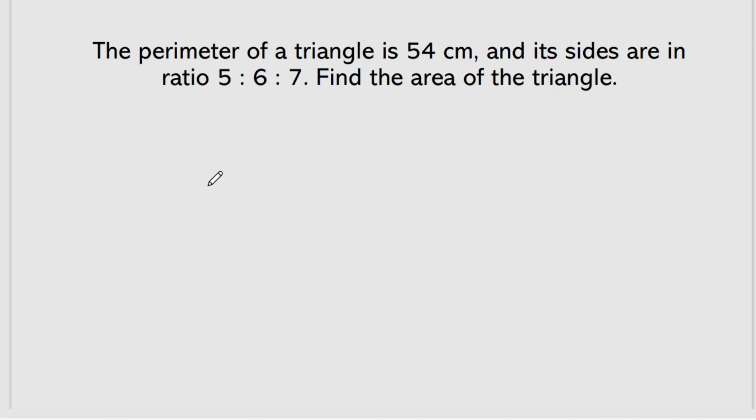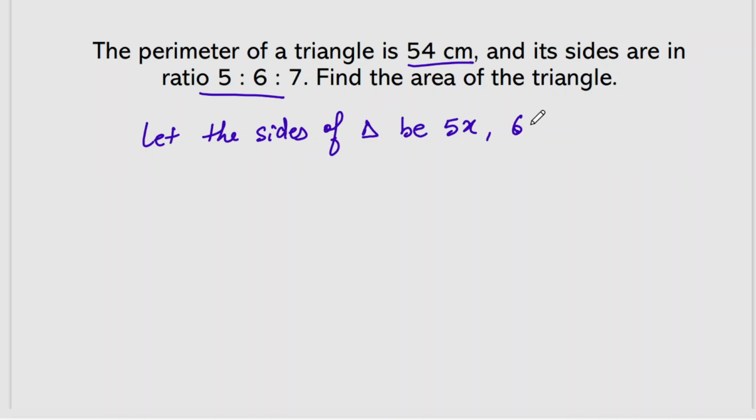The perimeter of the triangle is 44 centimeter. Find its sides, and its sides are in the ratio 5 is to 6 is to 7. Find the area of the triangle. Okay, so let the sides of the triangle be 5x, 6x and 7x centimeter.